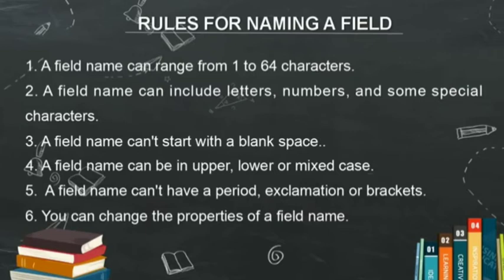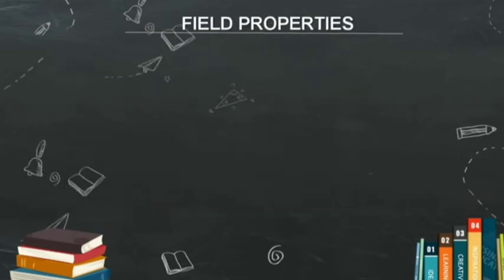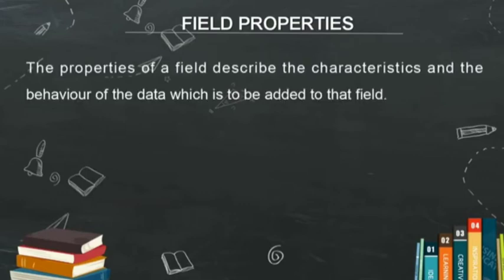Now how will we do it? Let's see this in field properties. But before that, let me tell you what exactly field properties are. The properties of a field describe the characteristics and the behavior of the data which is to be added to that field, right? That means the characteristics of the data which will be added to the column you are creating. Now the question arises, where will we find these field properties?